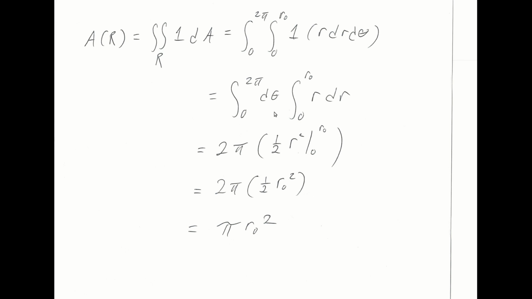The integral of 1 from 0 to 2 pi is just 2 pi. The integral of r from 0 to r0 is going to be 1/2 r squared, going from 0 to r0. I end up with a 1/2 r0 squared, the 1/2 and the 2 cancel, and I get my pi r0 squared, the famous formula for the area of the circle. We're actually able to calculate that now in this course.